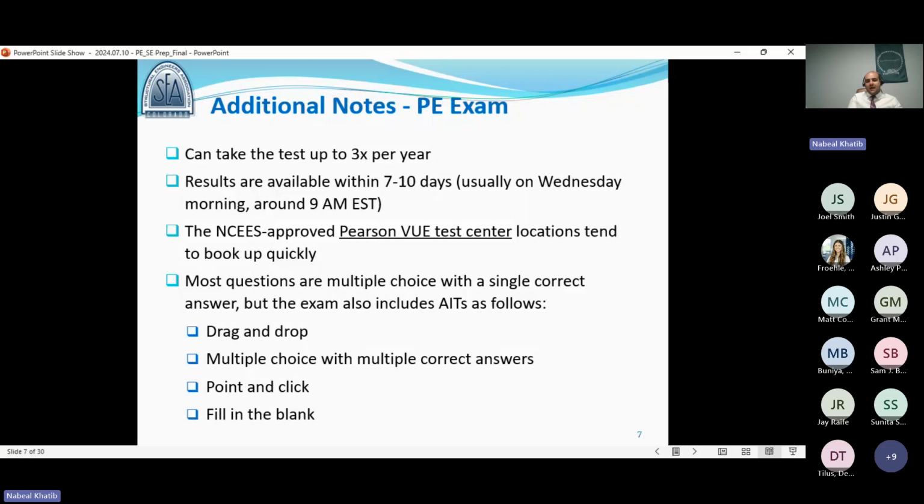However, there is something called the AIT, alternative item types, which could include drag and drop, multi-select, point and click, which is a predetermined element that you can click on, and fill in the blank. Usually you get probably around 2 to 3 fill in the blank. You get probably around 2 to 3 multi-select, could be more. Most likely 1 point and click.